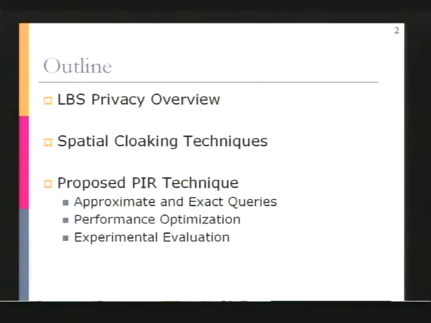I will first give a brief outline of the talk. So, what will be covered? I will first give a brief overview of privacy in location-based services. Then I will review some of the existing solutions that solve this problem. Most of the solutions use spatial cloaking, and this is the reason why they have certain limitations, which I will discuss. And then I will move on to present our technique, which is different from existing solutions because it uses cryptography to solve this problem. More specifically, we use Private Information Retrieval, or PIR.